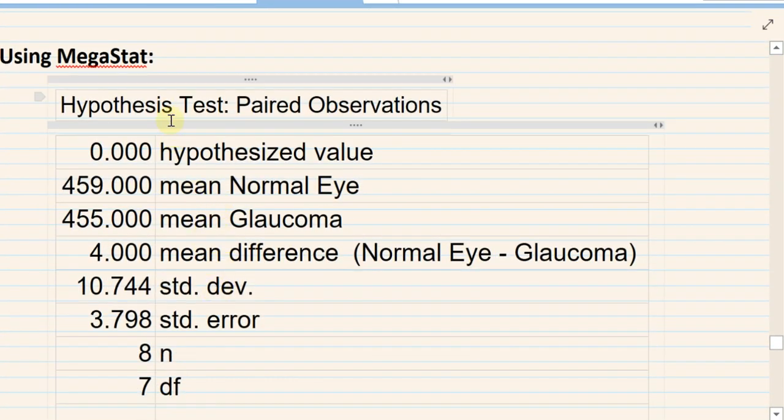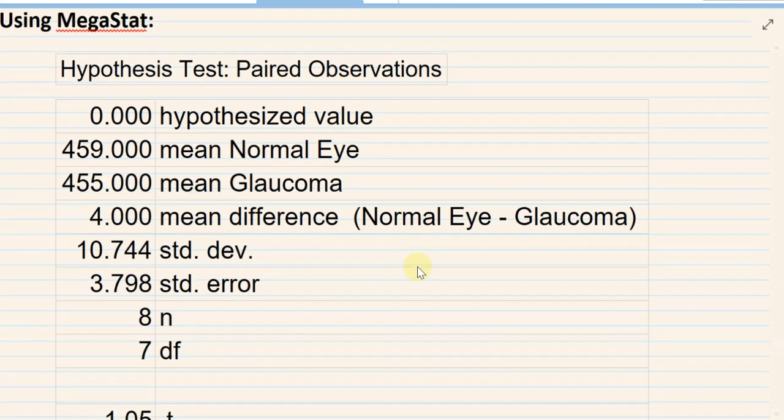But this is the hypothesis test. Paired observations, what we have. So this is the average corneal thickness for the normal eye, and this is for the eye with glaucoma. Look at this. On average, it is positive 4, which means thicker. So the normal eye is thicker by 4 microns. That's 4 times 10 to the negative 6 power. Again, that may not be a big deal. That could have happened by just sheer chance.